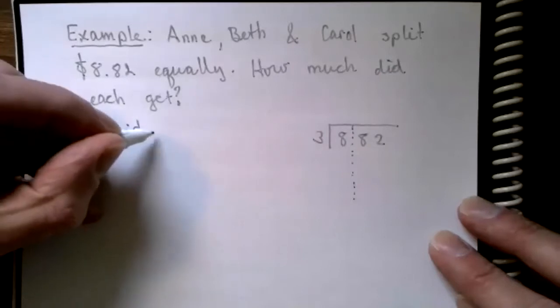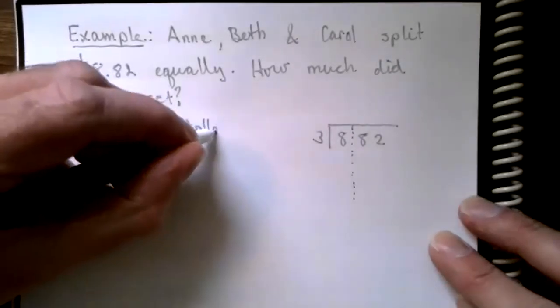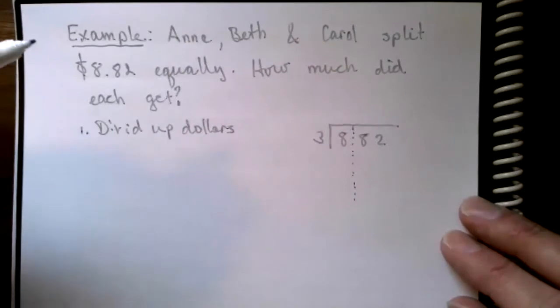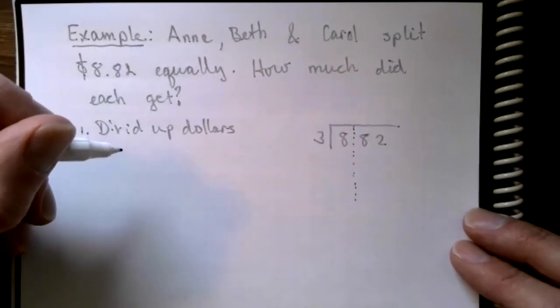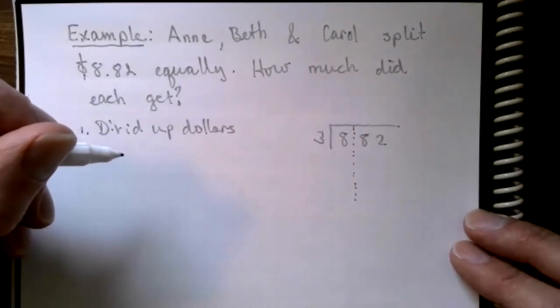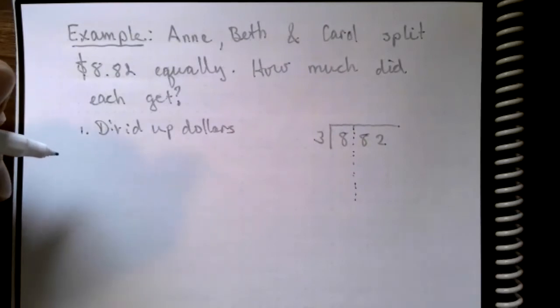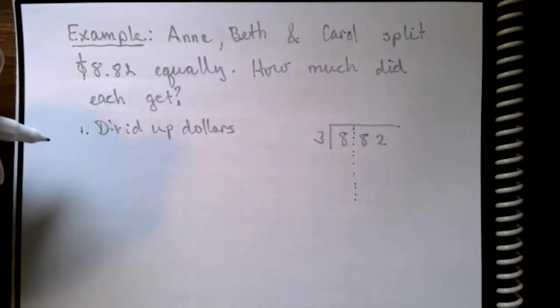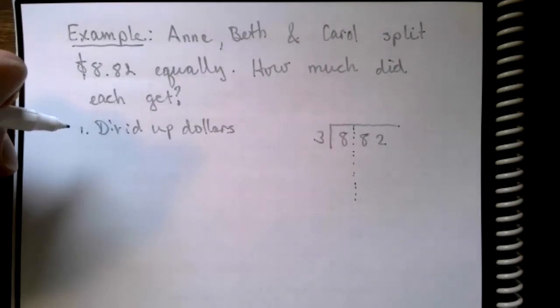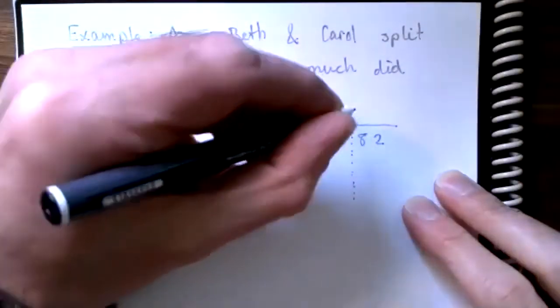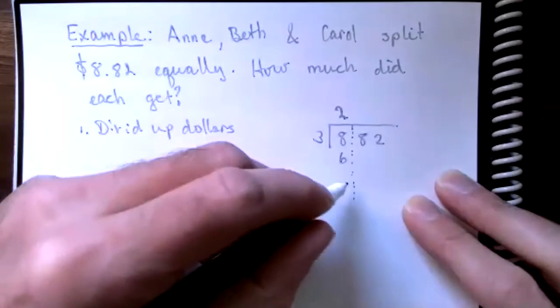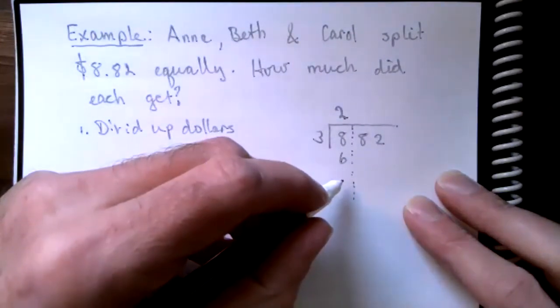First thing I would do is divide up the dollars. So how many dollars would each of them get? I've got 3 people, I'm dividing up $8. So right now, imagine they're dollar bills. 2. Right, each one gets 2. Now we're putting 6 down here. So $2 each.